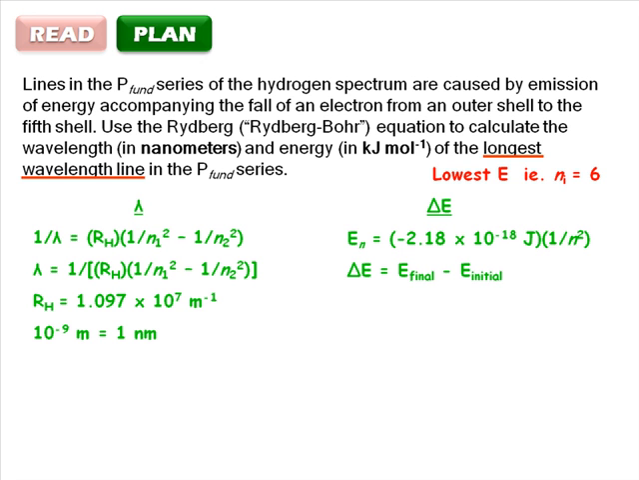We want the final answer to be in kilojoules per mole, so we'll need to make two conversions, remembering that there are 1,000 joules in a kilojoule and 6.022 times 10 to the 23 molecules in 1 mole.